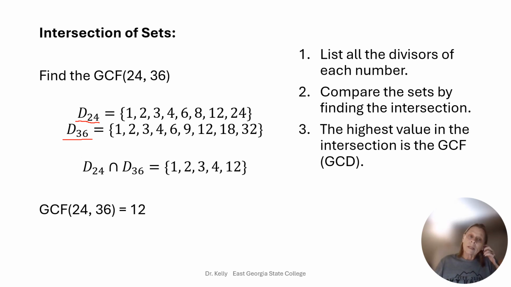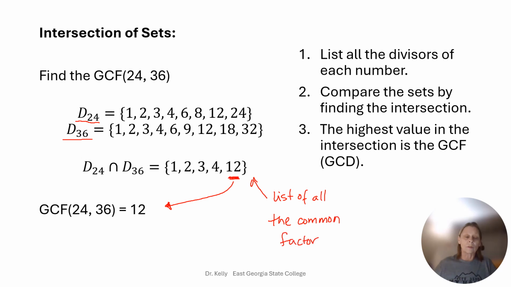The next thing we do is compare the intersection of the sets, and the common numbers here were 1, 2, 3, 4, and 12. And you can see over here in the directions, the highest value of the intersection, so the biggest number in the intersection, is the greatest common factor, because this intersection is a list of all the common factors. But what we're really looking for is the greatest common factor, so there we are.